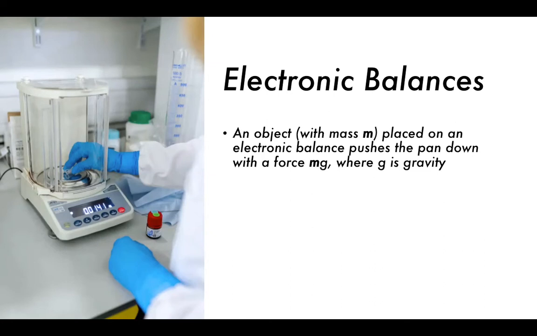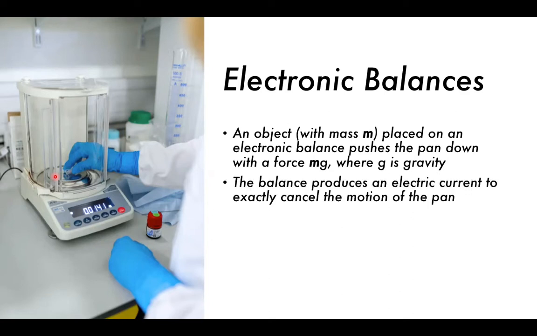An object with mass m is placed on an electronic balance, much like the one here on the left-hand side, and this pushes the pan down with a force mg, where g is gravity. We can see here the scientist is placing an object onto the balance. Their fingers are in the way right now, but there is a reading displayed on the electronic display of the balance, and this is relative to the mass of this object. The mass of the object is, of course, acted upon by gravity as well.